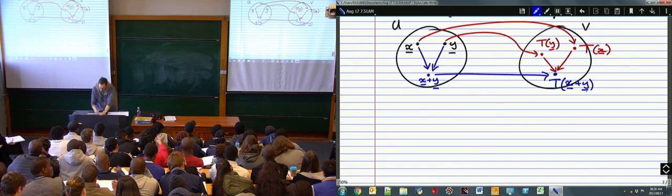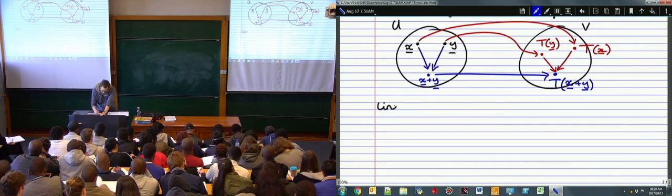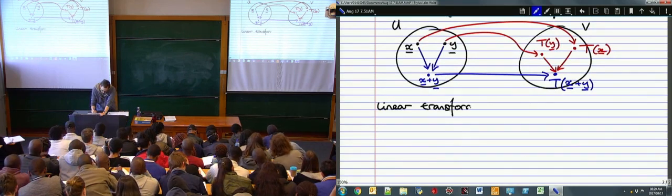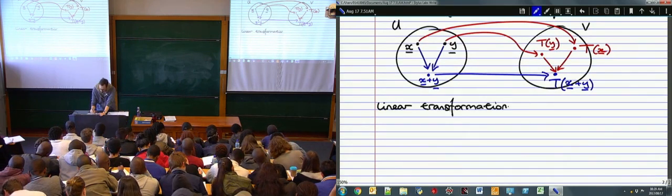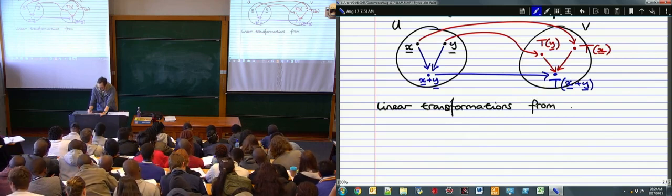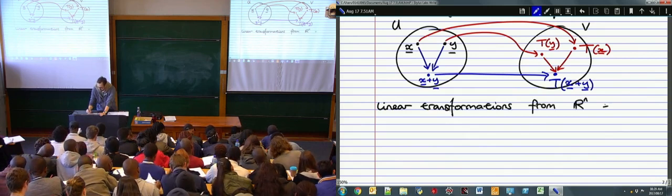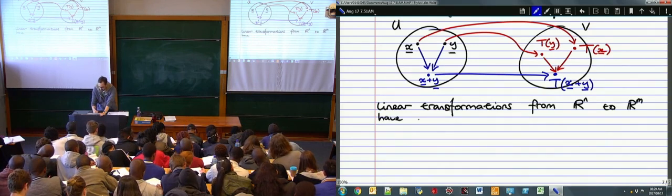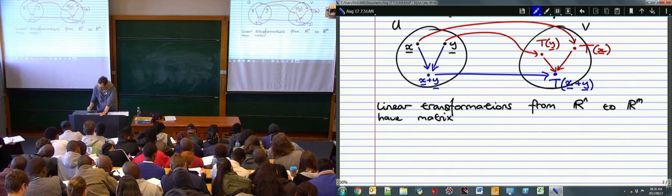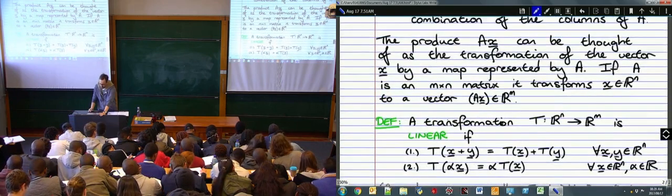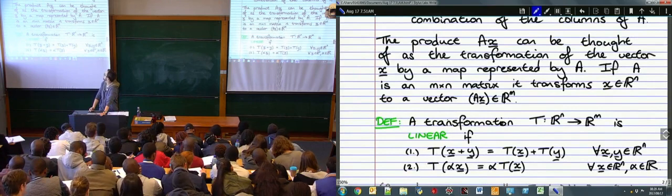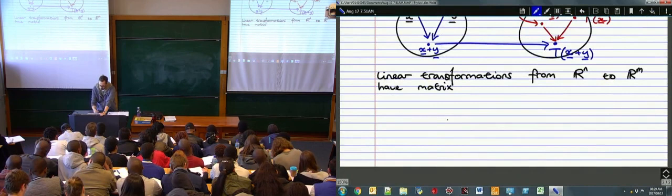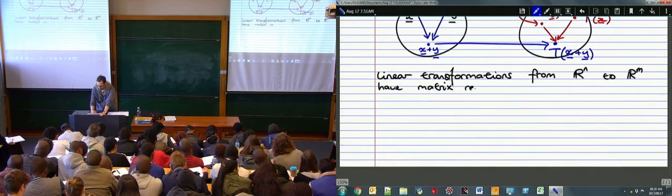Linear transformations from Rn to Rm have matrix representations. I guess this is just a repetition of something I wrote earlier. I said over here you can think about that product as representing a transformation. Let's write it down here again for completeness in the other direction: linear transformations have matrix representations.